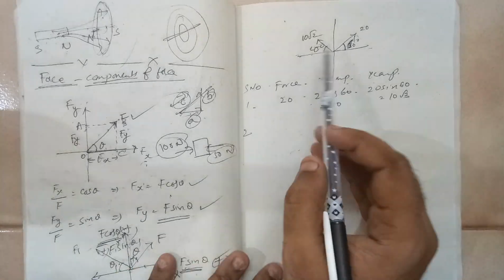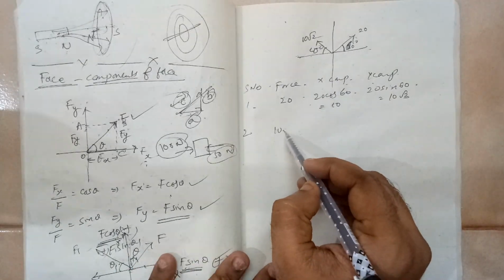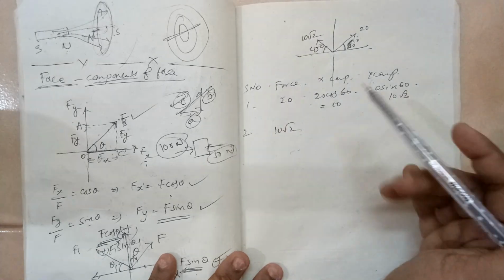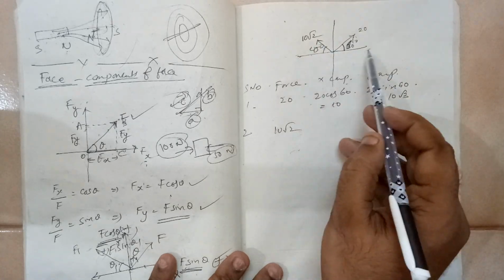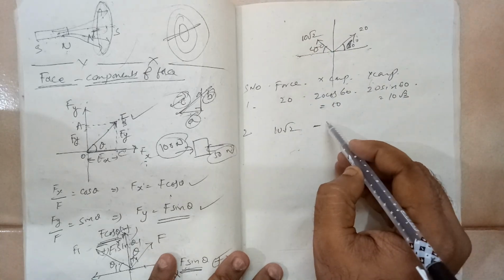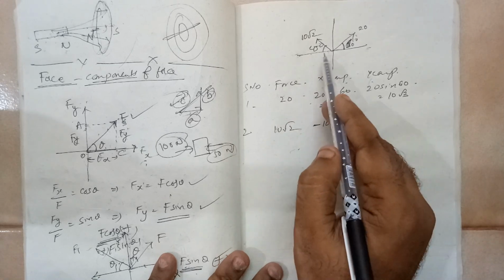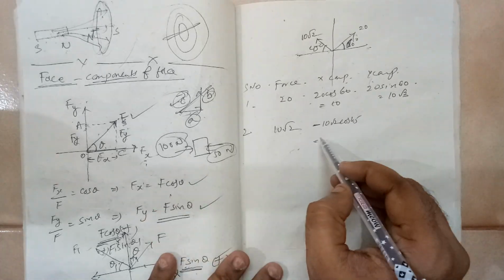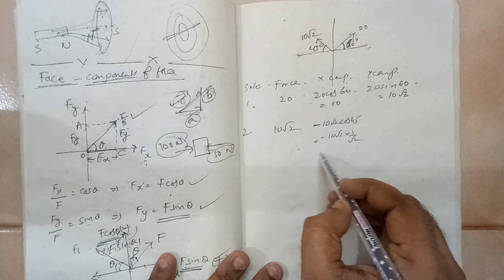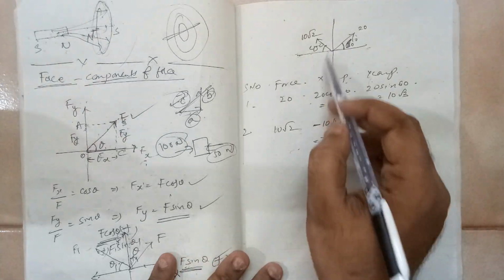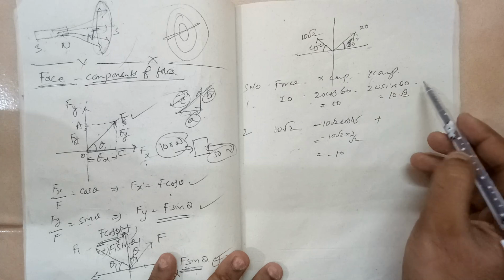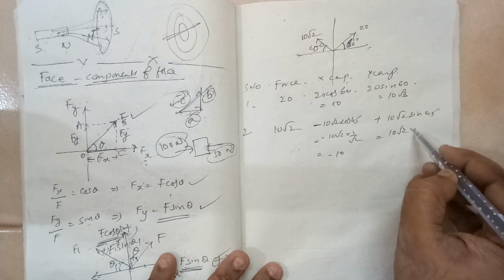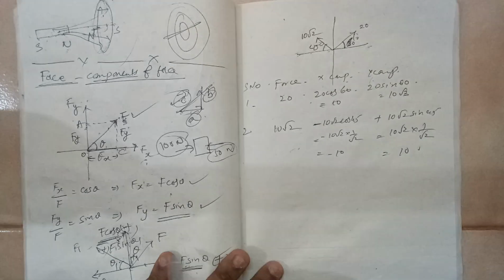Come to the second force. This is a 10√2 force. We have to find the horizontal component, or x component. The x component here is minus, so put a minus, write 10√2 and cos 45. So it is 10√2 into 1 by √2, this is minus 10. What is the vertical component? It will be positive, so it is 10√2 into sin 45, or 10√2 into 1 by √2, or 10.